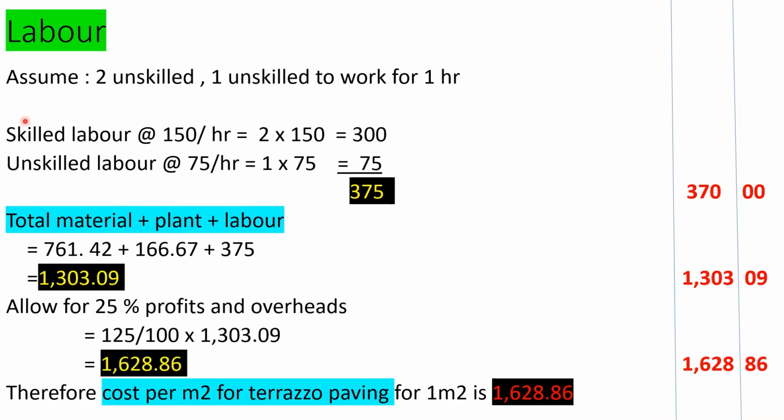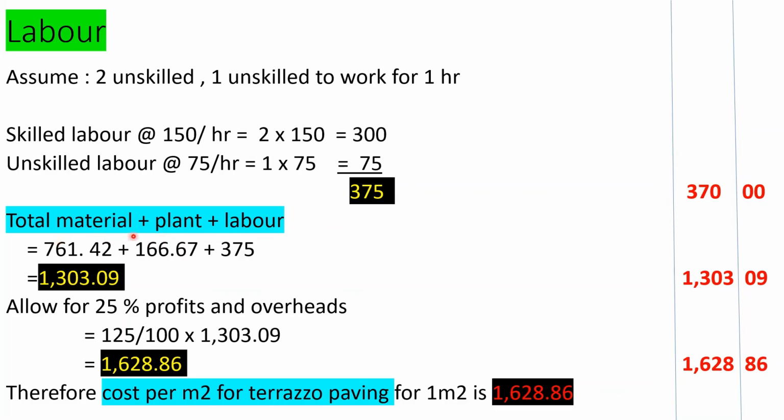Now let's go to labor. We are going to assume two unskilled plus one skilled to work for 1 hour. The cost of skilled labor is 150 per hour and unskilled is 75. So we are assuming two skilled by 150, that gives us 300. And then we have assumed one unskilled by 75, that gives us 75, bringing the total to 375.